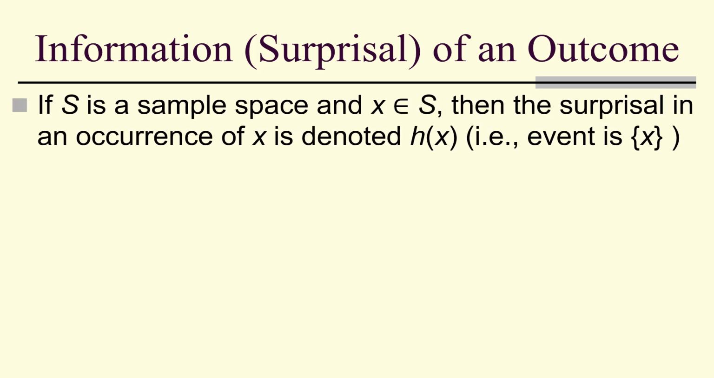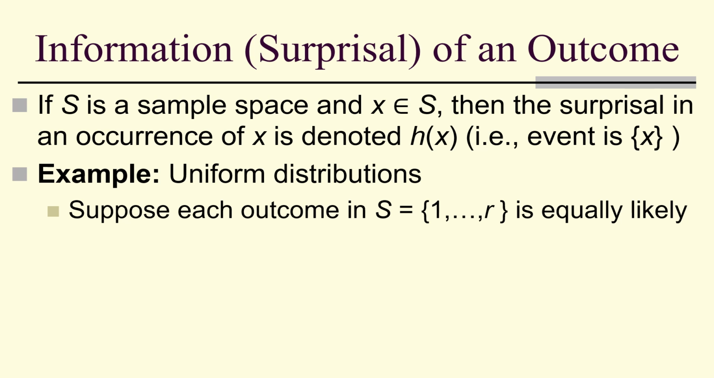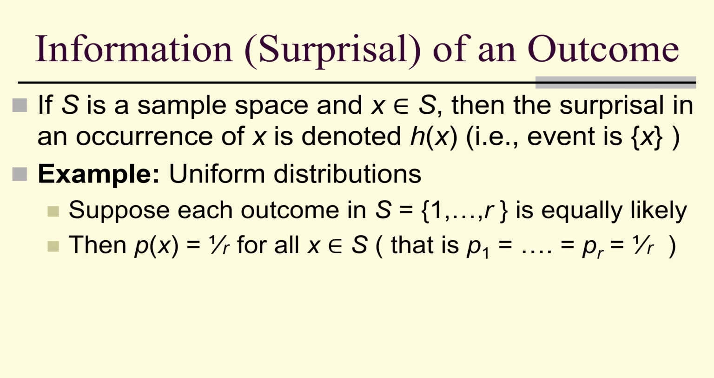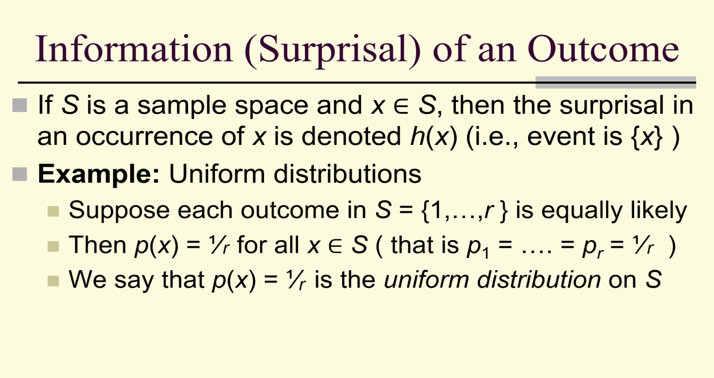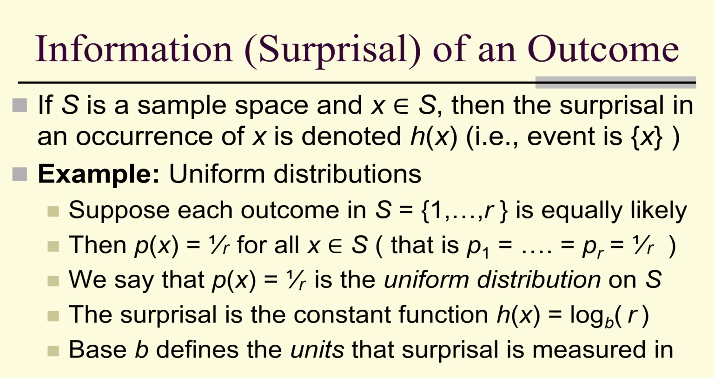So if S is a sample space and x is in S, then the surprisal in the occurrence of x is denoted H of x. In other words, the event is just the single outcome x. For a uniform distribution, suppose each outcome is equally likely, then P of x is 1 over r for all x in S. There are r possible outcomes. We say that P of x equals 1 over r is the uniform distribution on S. Notice that it's constant with respect to x. The surprisal is the constant function h of x equals log base b of r. Base b defines the units that surprisal is measured in.